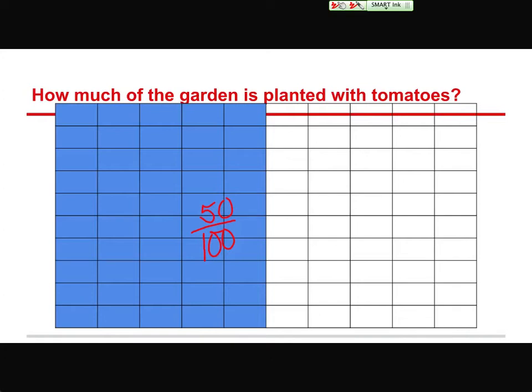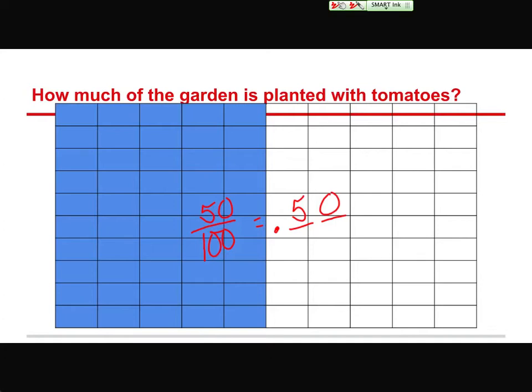How many places past the decimal is the hundredths place? Gage? 2. So I'm going to draw 2 lines. And how many hundredths are planted with tomatoes? Amanda? 5. Does that say 5? 50. So 50 hundredths. So I'm going to fill in. I have 50 hundredths are planted with tomatoes.